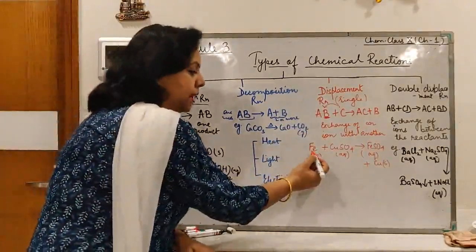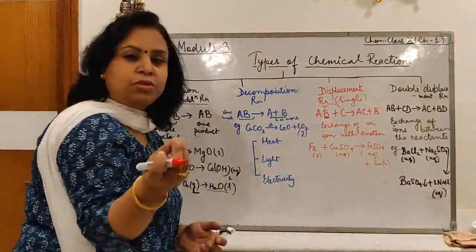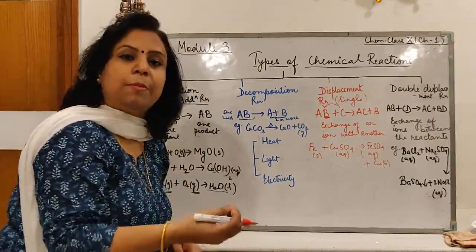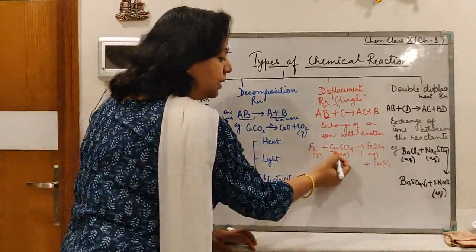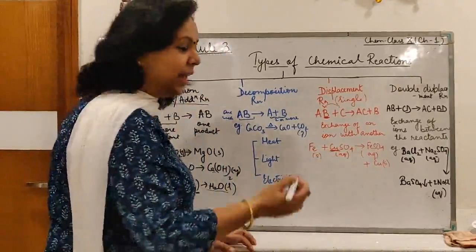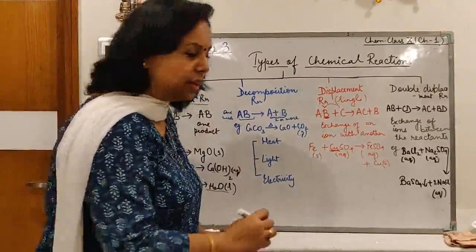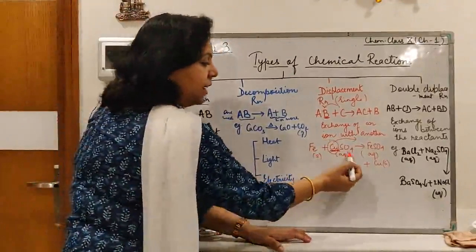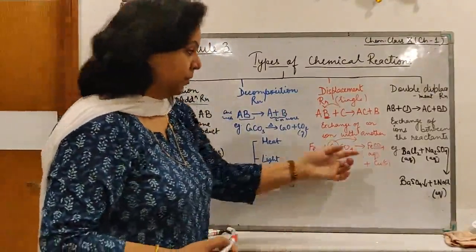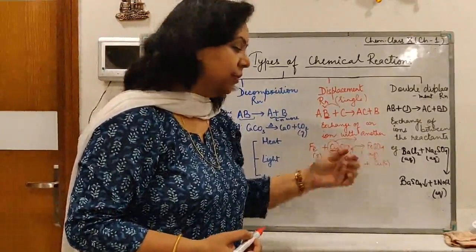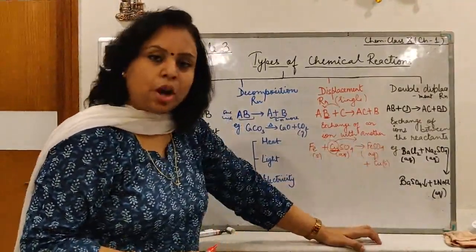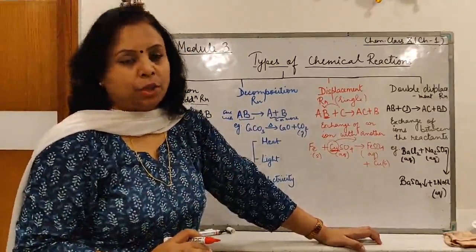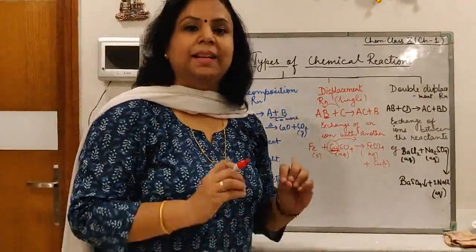For example, suppose you take some iron nails and you put them in an aqueous solution of copper sulfate, what is going to happen? This copper, being lesser reactive than iron, is going to be removed and iron is going to take its place. Now it is going to form iron sulfate and copper. Copper as metal, solid metal, it will be displaced. Okay, so this was single displacement reaction.